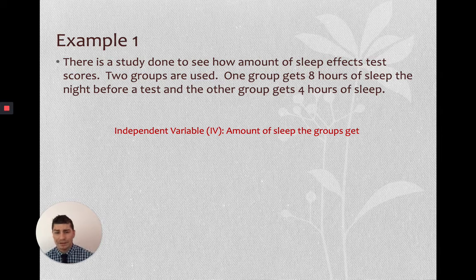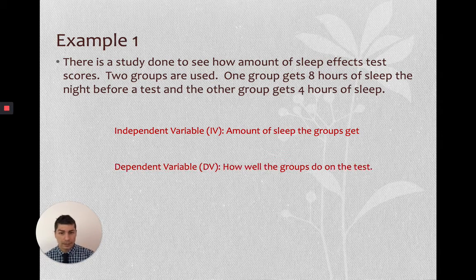And then your dependent variable, the effect of changing that sleep, would be how well the groups do on the test, what their score would be. Okay, so there's one example of independent and dependent variables.